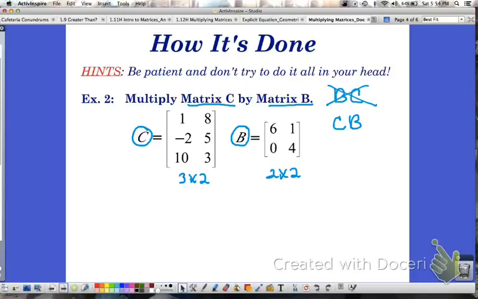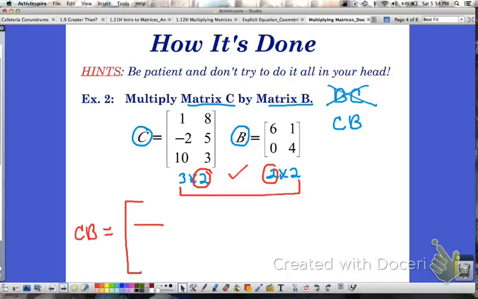So the reason I'm saying that we can do this is because the dimensions are compatible. The number of columns of the first matrix is equal to the number of rows of the second matrix, so that means I can do it. Moreover, my answer is going to be a 3 by 2 matrix. So I'm going to set myself up like a little mini template here so I can have a plan. 3 rows, 2 columns.